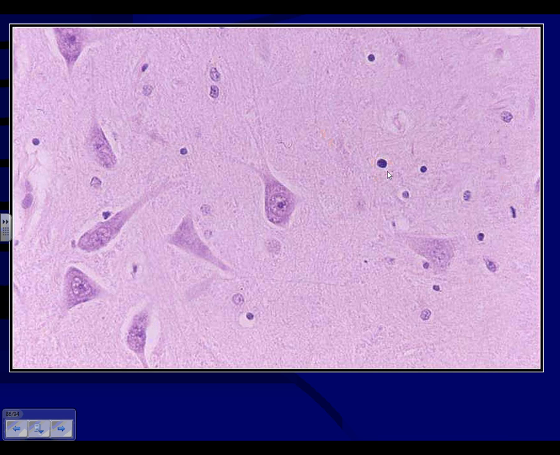Again, oligos kind of have that fried egg appearance, and this is a neuron here. You can see these occasionally in CSF specimens. Someone that's had some kind of brain instrumentation, whether they've had surgery or they have a shunt or something, and they sample the CSF, you can sometimes see little chunks of brain in a CSF specimen, and so you actually can see neurons sometimes in cytology, but it's not frequent.